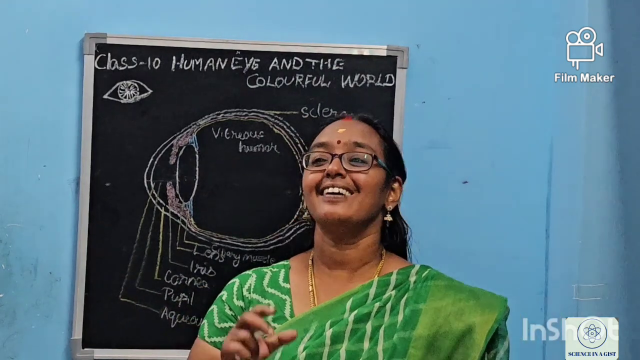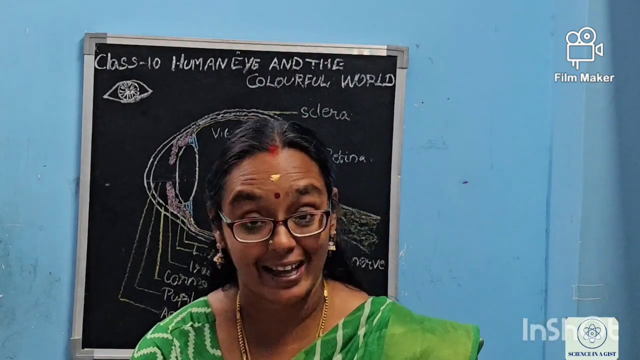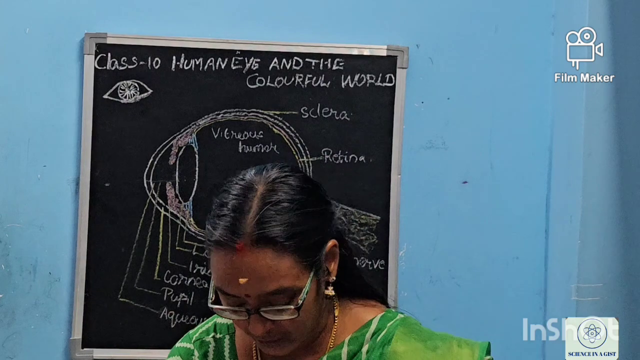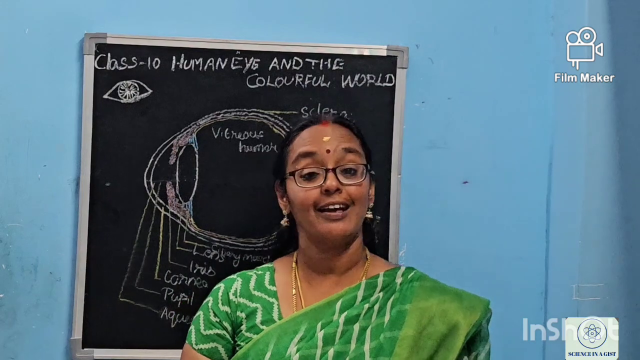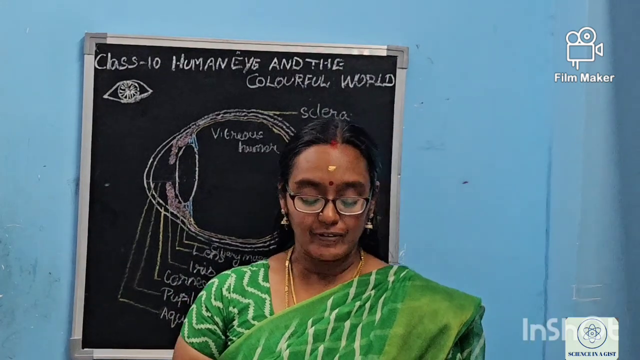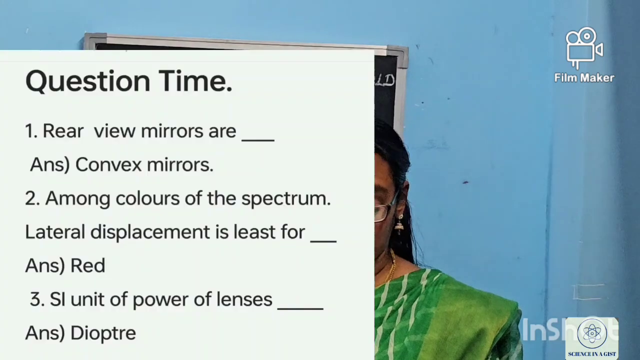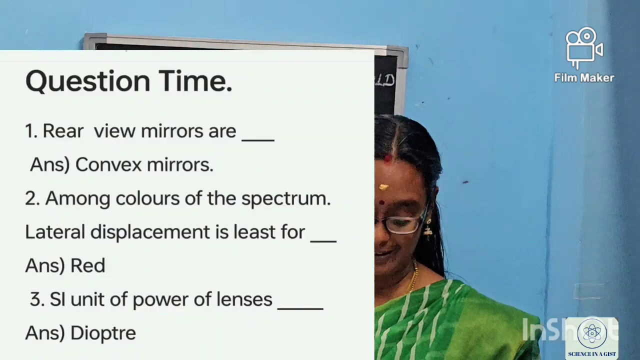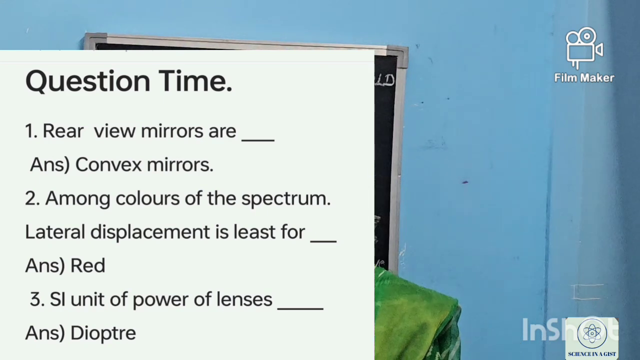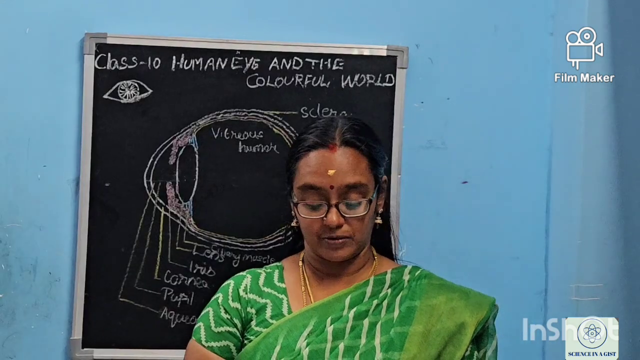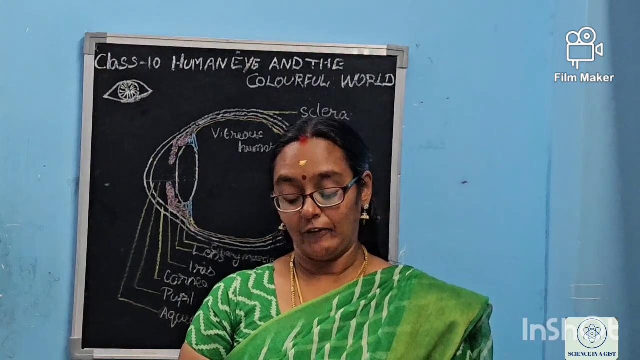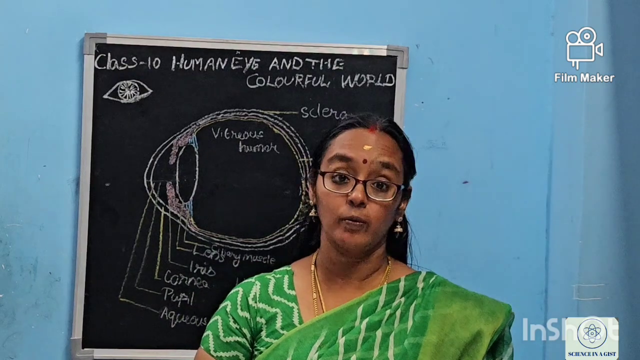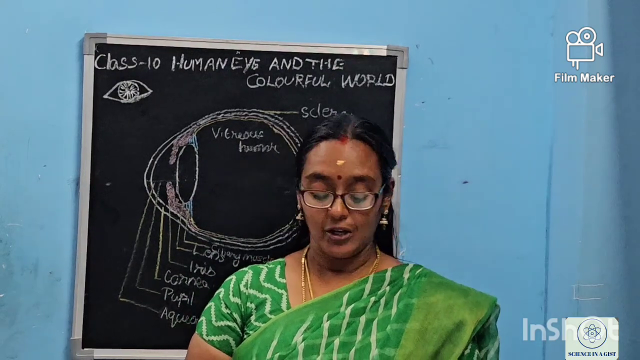Okay, the question time is now. We are answering. What are the questions which are asked about the lesson light, reflection and refraction? 3 questions have been asked, right? The first question was rear view mirrors are convex mirrors. Second one is, among the colors of spectrum, lateral displacement is less for which color? Whether it is for red or for violet is the question.